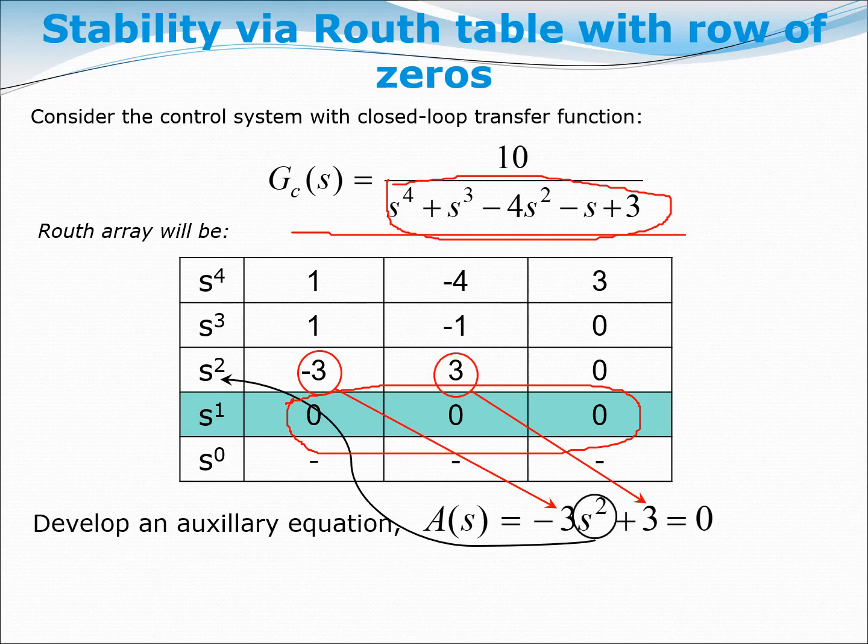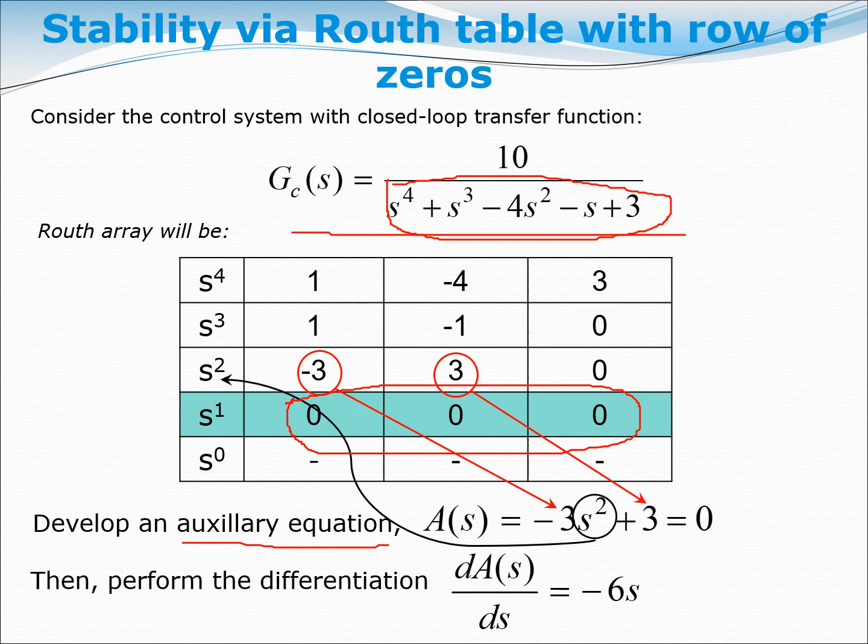In order to solve this one, you need to develop an auxiliary equation. This auxiliary equation is the equation above S1. Let's look carefully. A of S is minus 3 S squared, since above S1 is S squared, so the multiplication term is minus 3. So minus 3 S squared plus 3, and this is equal to 0.